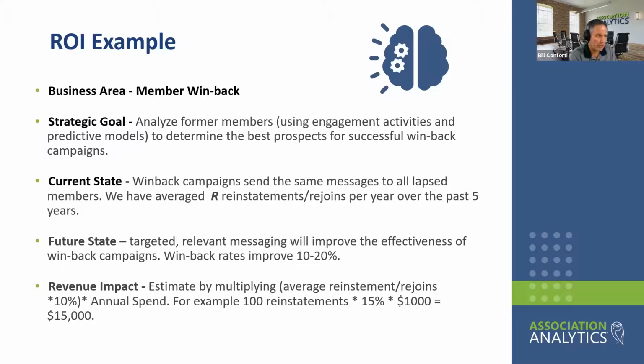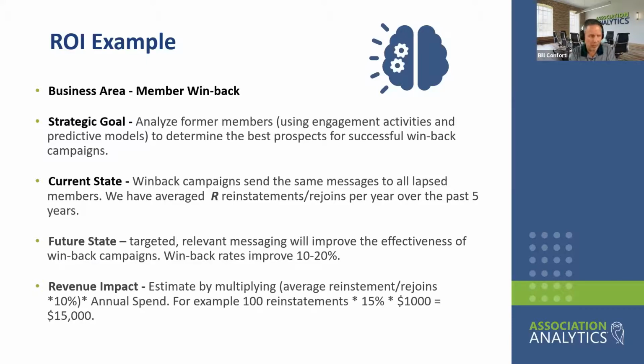So our current state is, hey, look, win back campaigns send the same message to everyone, to all the lapsed members. And over the last 5 years, we've averaged R, right? That's just a variable, this amount of reinstatements. So we'll say that that's 100, for purposes of argument. So our future state is that we're going to have targeted relevant messaging to that group, and we're going to improve the effectiveness of those campaigns. We're going to have high conversion rates on this call to action, and we're sure, and this is a bit of an assumption, that we can improve those rates by 10 to 20%, right? So in this case, we're going to select 15 just to get something conservative and believable.